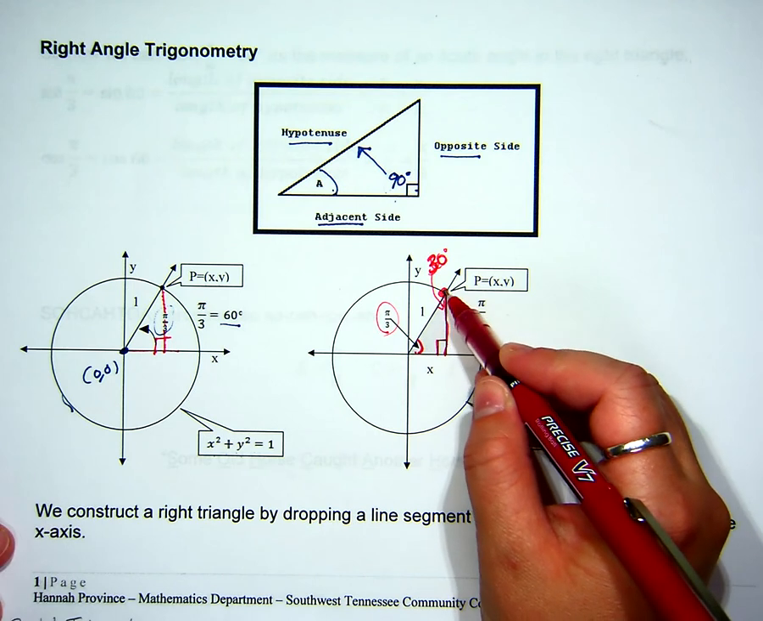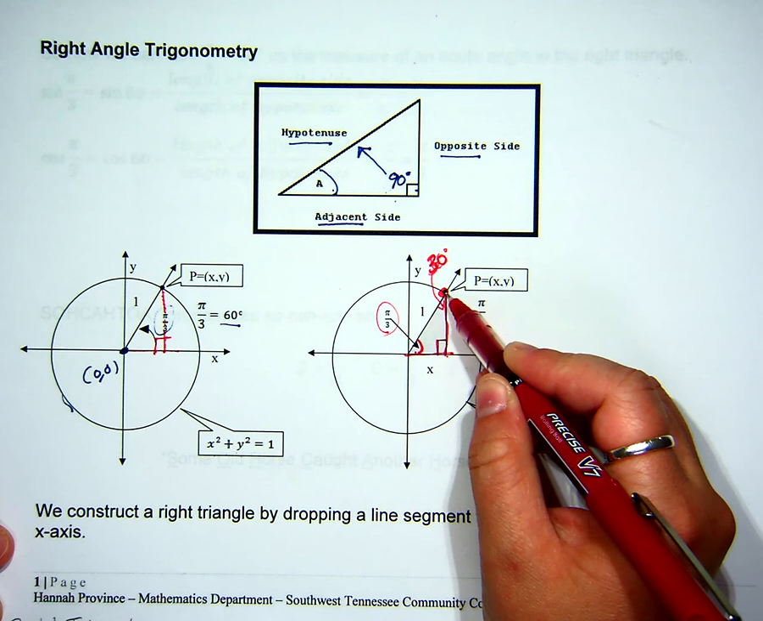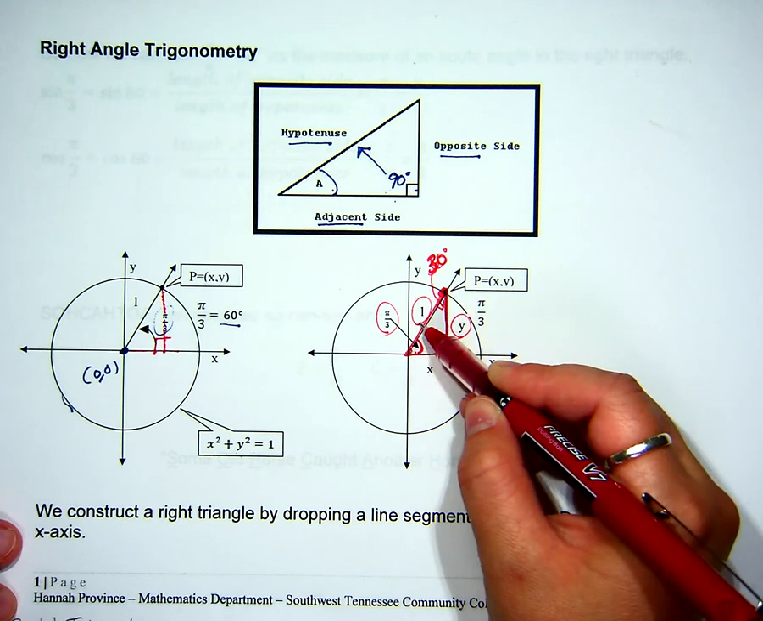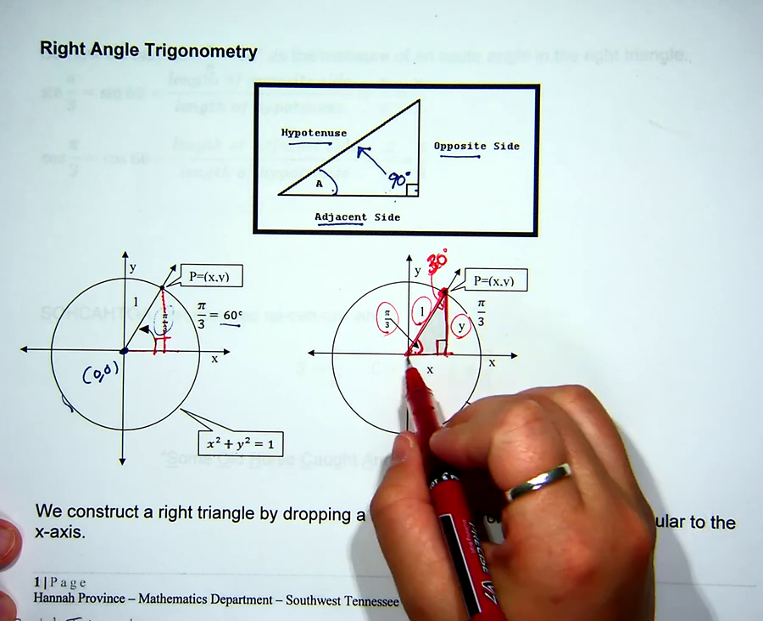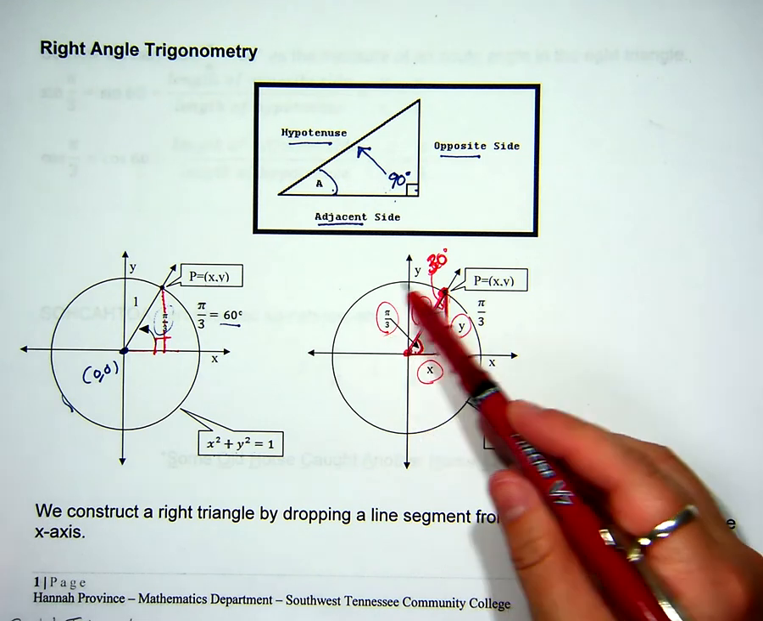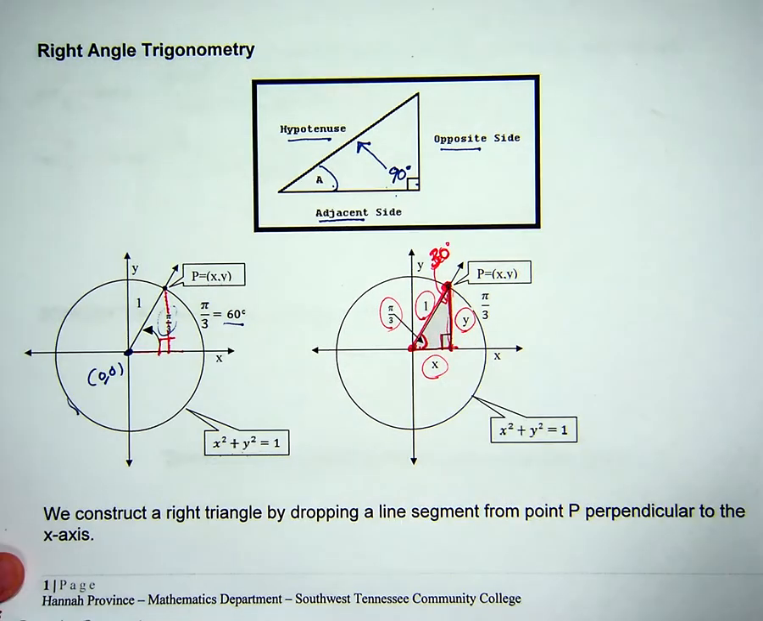If I drop a line from my point to the x-axis, this is a distance of y. If I draw a line from my origin to the outside of the circle, the unit circle has a radius of 1, therefore this distance is 1. If I go from my origin out to my dropped line, this is distance x. The reason we've generalized it as y and x is that I don't have any tick marks on my circle here. So let's talk about how we can construct a right angle. We do that by dropping a line segment perpendicular to the x-axis.